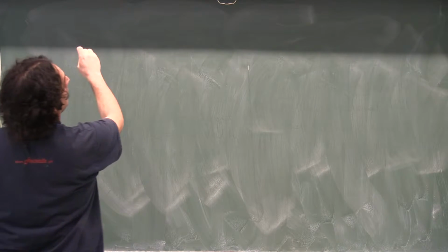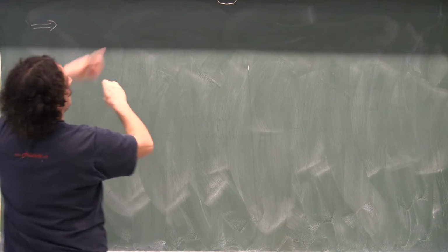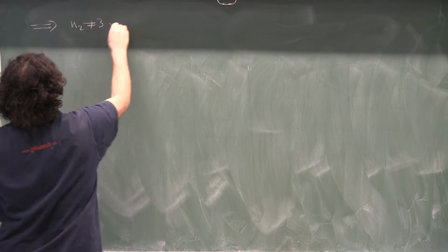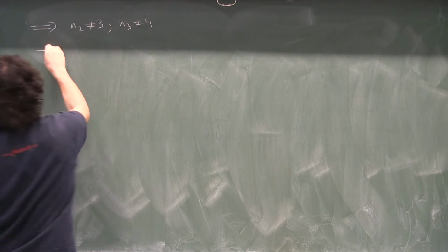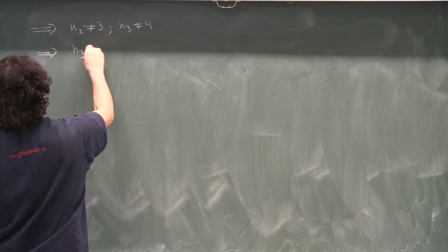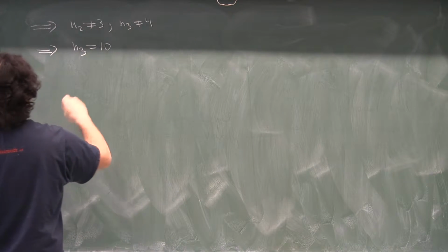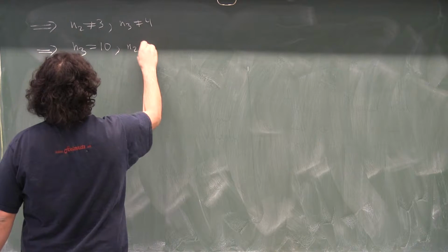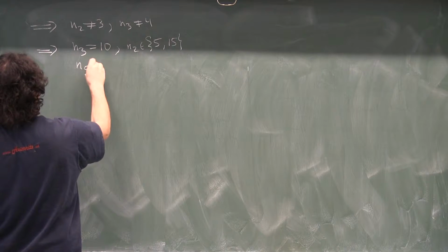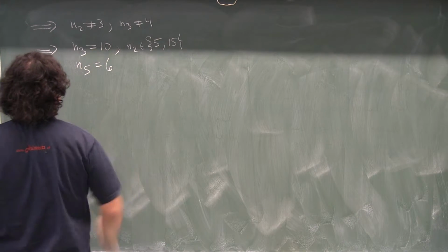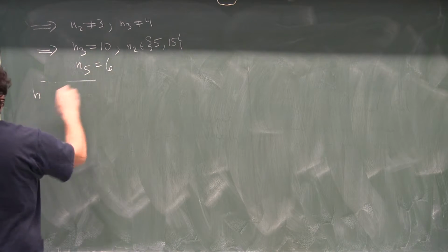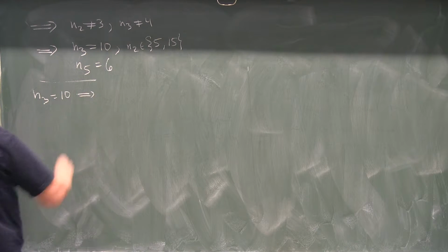So at this point, we can improve our knowledge about the number. This implies that the number of 2 Sylows is not 3 and that the number of 3 Sylows is not 4. So where we stand is that n3 is now forced to be 10, and n2 is either 5 or 15, and n5 we already knew before that it was equal to 6.